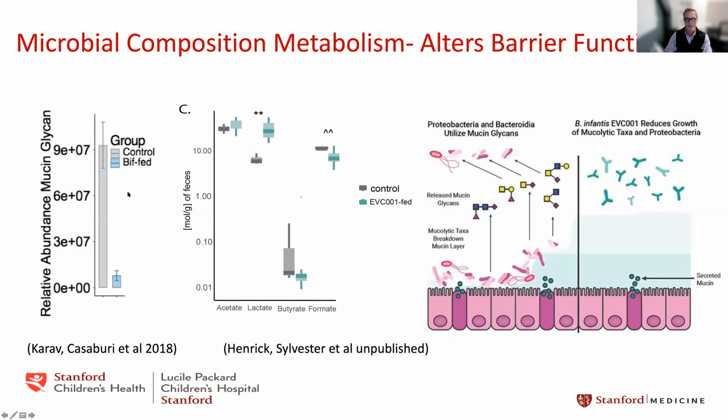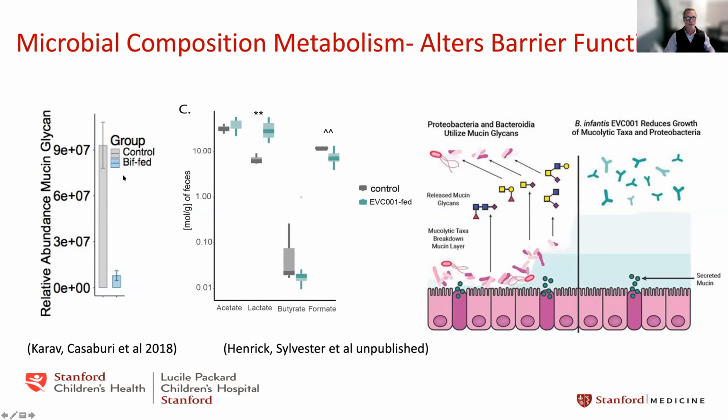We also know that if you are heavily colonized by Proteobacter and Bacteroides, these guys actually favor digestion of the mucin glycans, which makes up your mucus layer of your gut, unlike the taxa of B. infantis, who eat the HMOs, preserving the mucus layer here and allowing for a much more intact epithelial barrier.